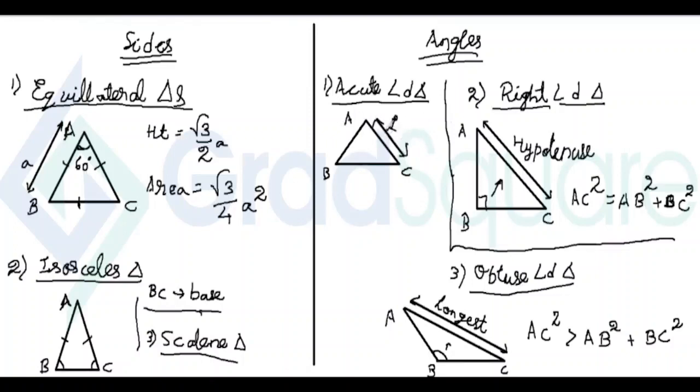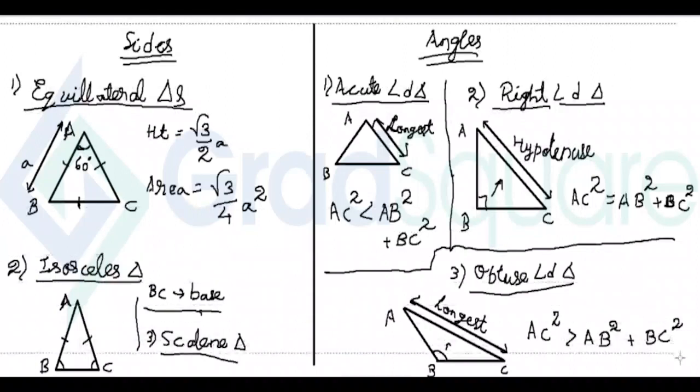Then in the case of an acute angle triangle, the square of the longest side will be less than the sum of the squares of the remaining two sides. So this is a relation of the square of the longest side and the sum of the squares of the remaining two sides for all different types of triangles. So for an acute angle triangle it will be less than, for a right angle triangle it will be equal to, and for an obtuse angle triangle it will be greater than. Right. So this is the classification of triangles based on lengths of sides and based on measurement of angles.